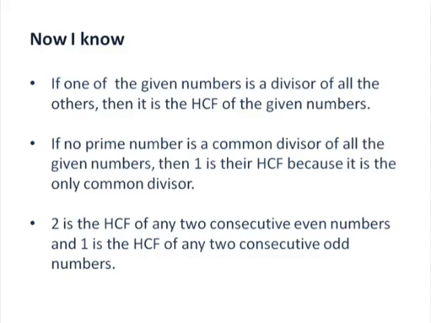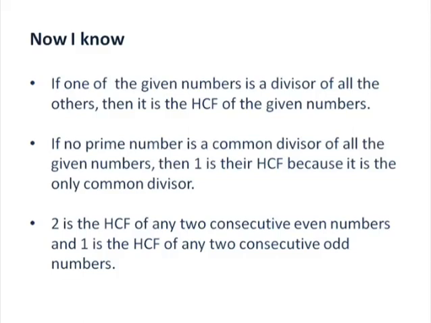Then next, if no prime number is a common divisor of all the given numbers, then 1 is their HCF because it is the only common divisor. That we have seen in third example, 10, 15 and 12. Here, there is no common divisor or no prime number which is the common divisor of all the three numbers. Hence, 1 is their HCF.